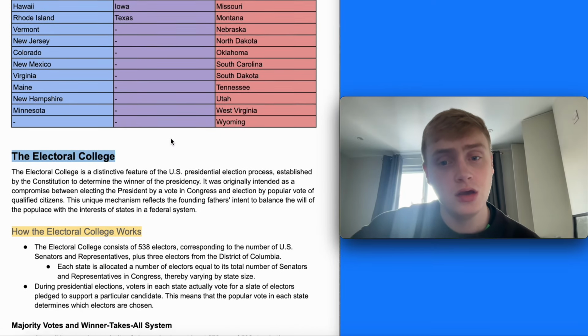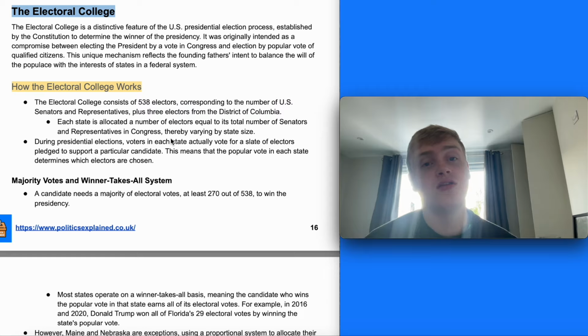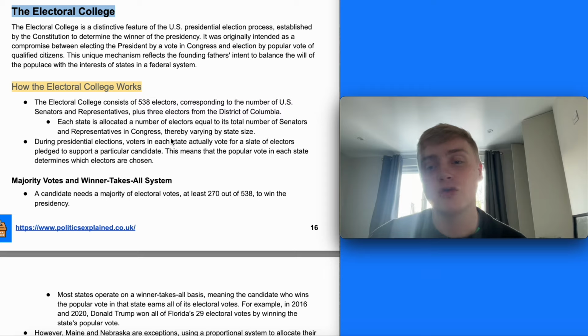What we're going to look at now is the Electoral College, which is a distinctive feature of the US presidential election process established by the Constitution to determine the winner of the presidency. So similar to first past the post in the UK, the Electoral College is the process they use in the US to determine the winner, and in a way it has a lot of similarities to first past the post.